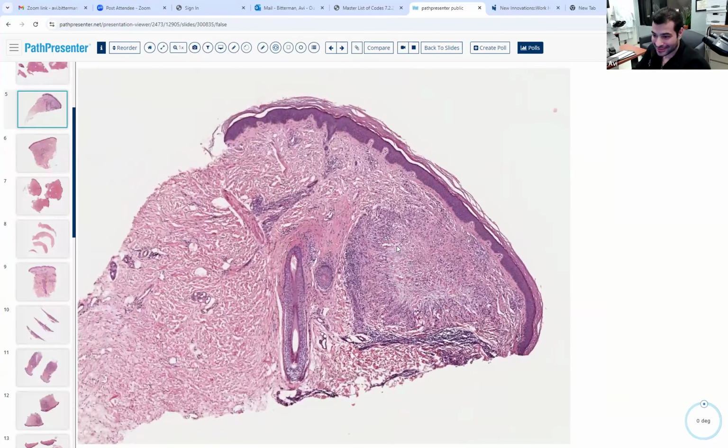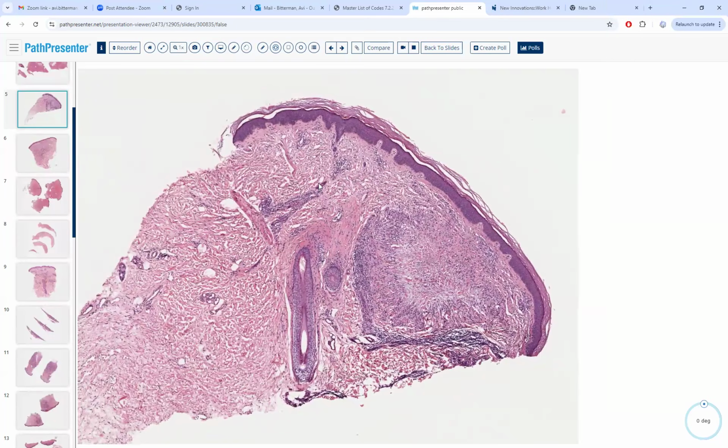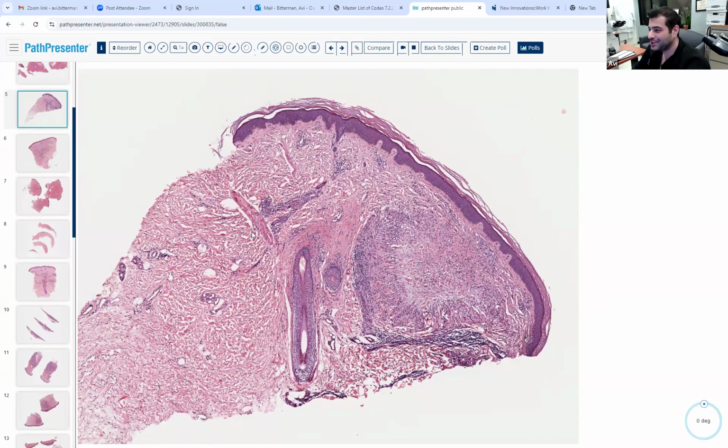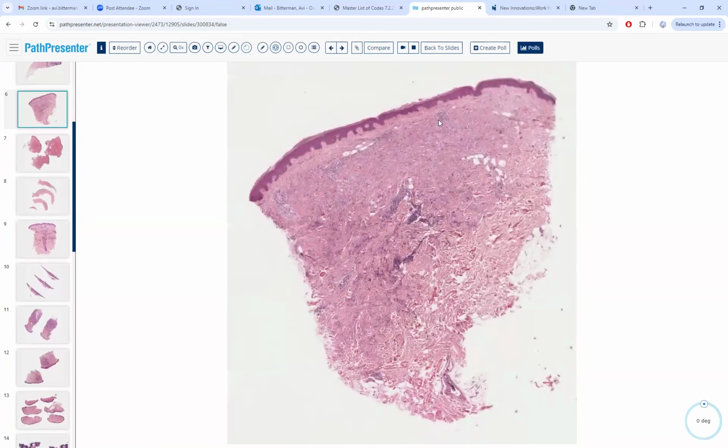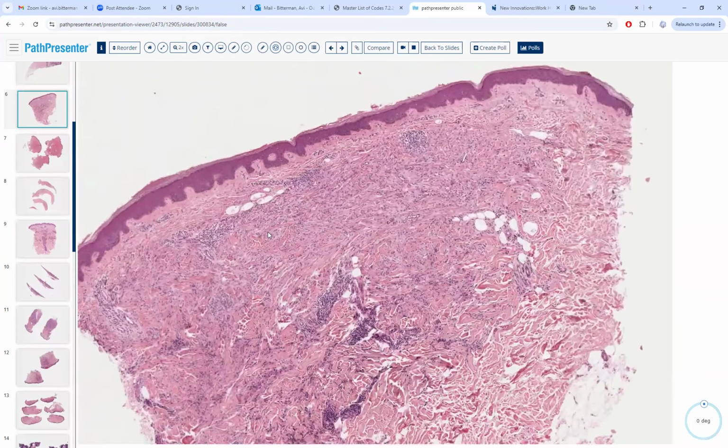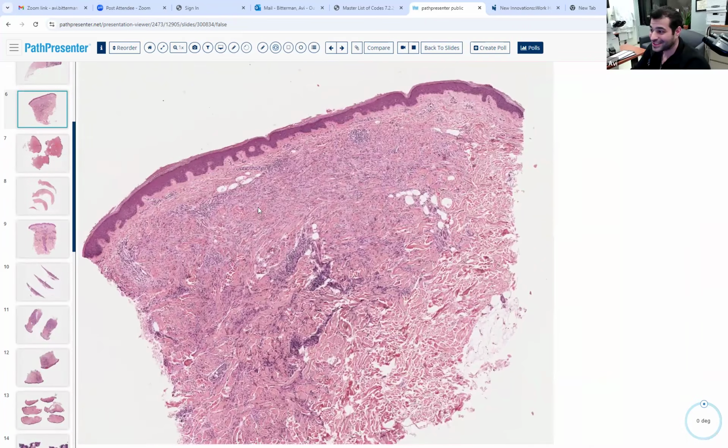So what is it? GA. What type of GA? Palisaded or classical GA. Is this the type of GA we usually see? No. We usually see interstitial GA. Just like this.